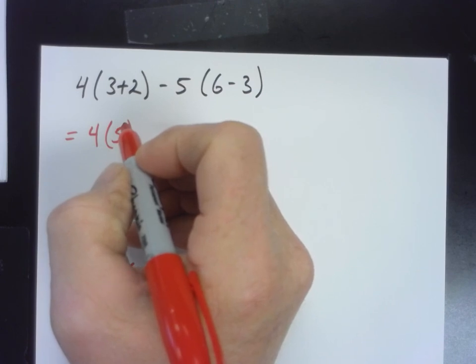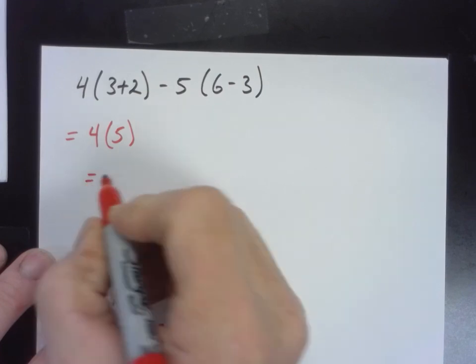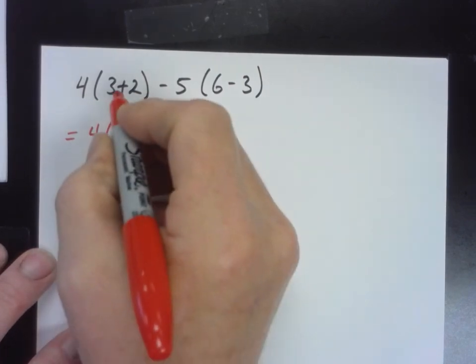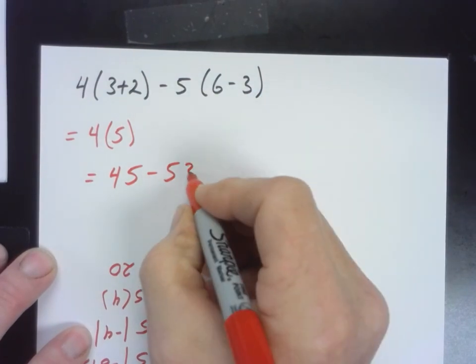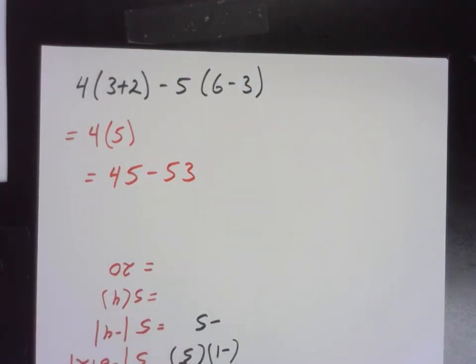No? Like I can't just put, well, that's 5. And let's see, 6 subtract 3, that's 3. So 45 subtract 53. Is that what we're talking about here? Okay, so there's something very important going on, guys.